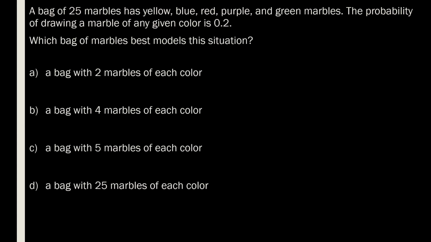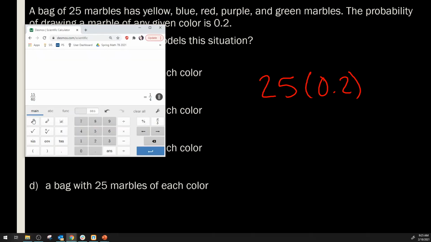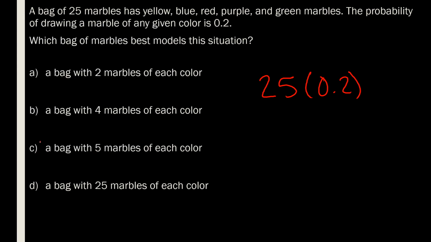So for this problem, it's actually a little bit easier than you might think it is. Since each of these colors has the same probability of 0.2, to figure out how many marbles of each color are in this bag, all I need to do is take this 25 and multiply it by 0.2. And you can just very easily type that into Desmos. 25 times 0.2 gives me 5.